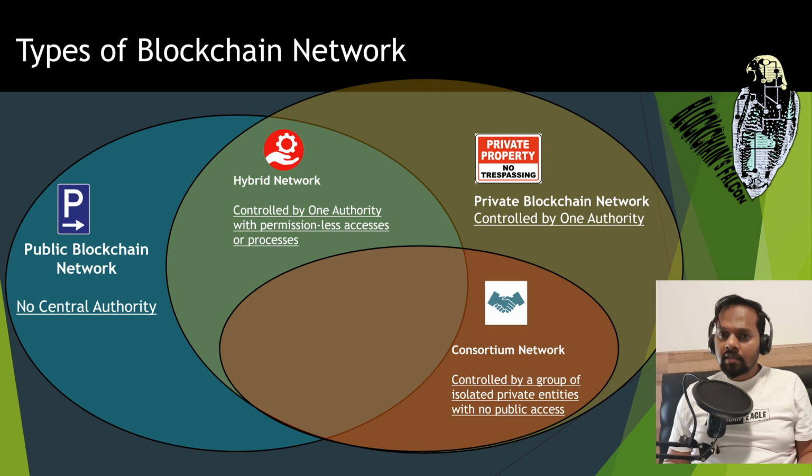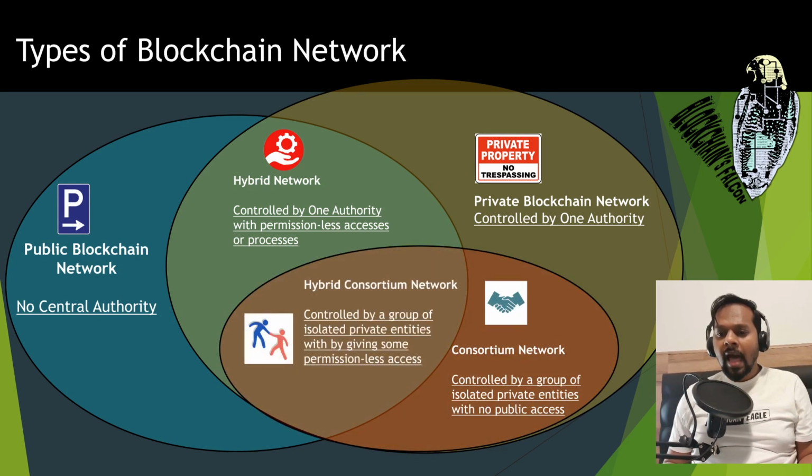Now if you extend this concept, let's say there is a blockchain network between private entities, and they are exchanging some sort of data, but at the same time they want to share some of the data with the public, or they want to get some of the data from the public. In this case the hybrid consortium network comes in. Here you can see control by a group of isolated private entities, giving some permissionless access to the public, but some, it means not all. So these are the few blockchain networks.